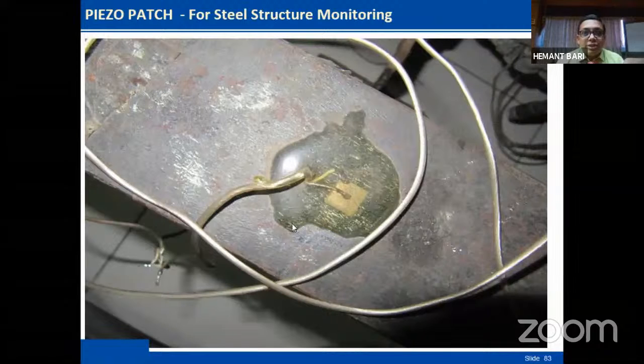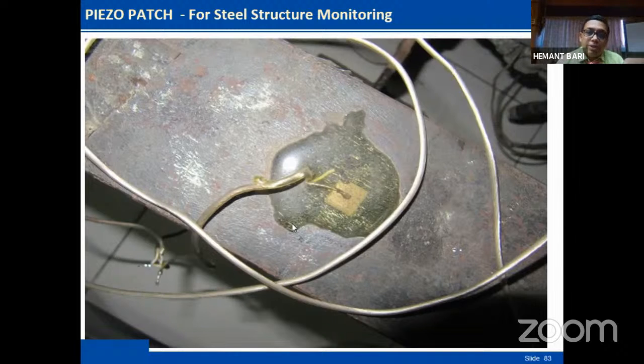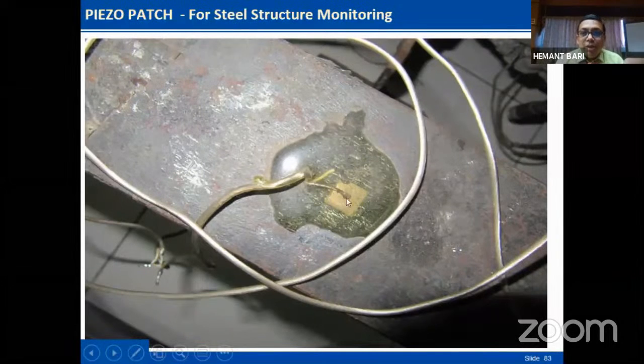For the steel structures monitoring, the piezo patch is available, and I-beams or big structures can be monitored. This piezo patch is this one, just like a SIM card of your mobile phone.